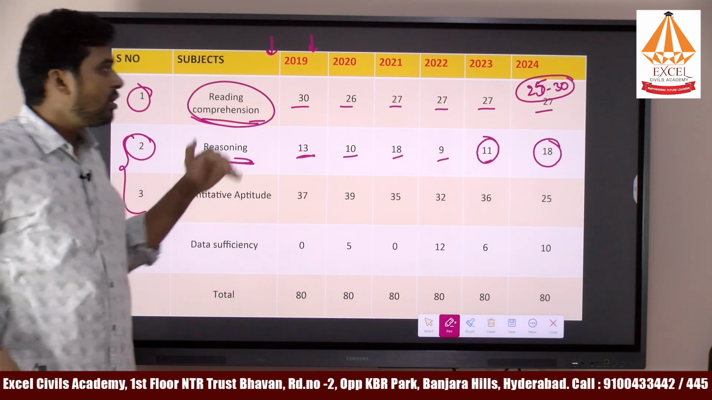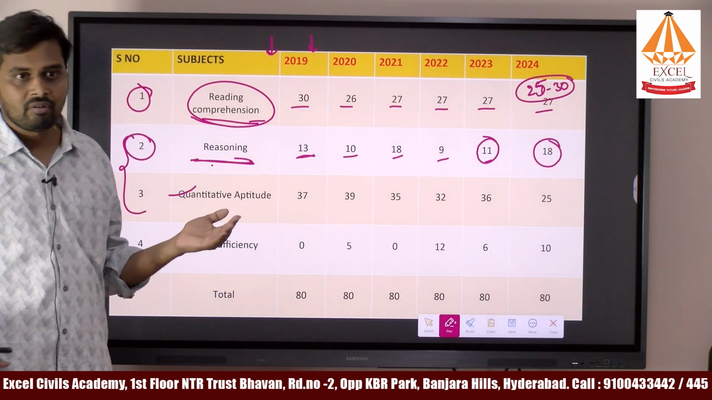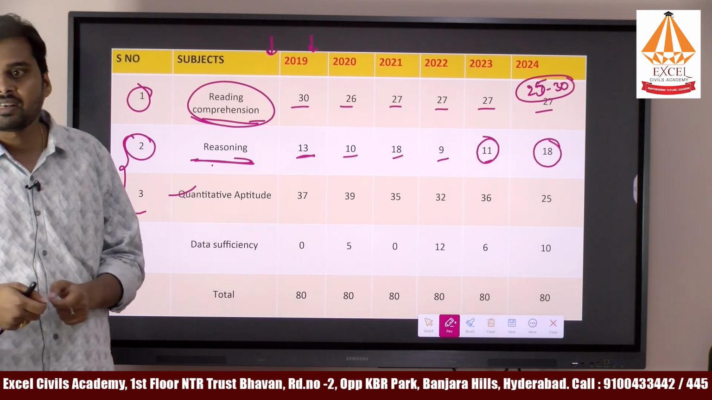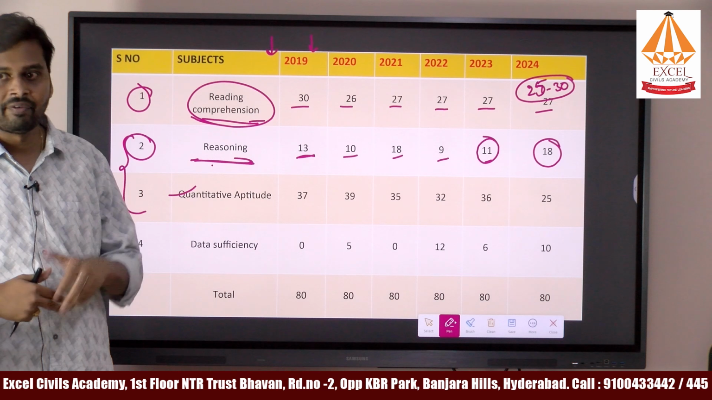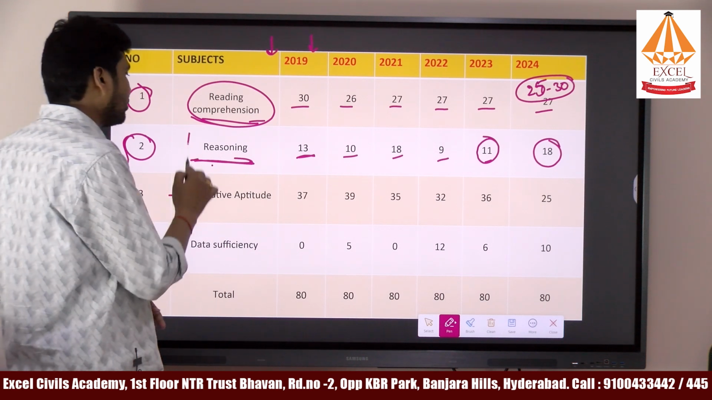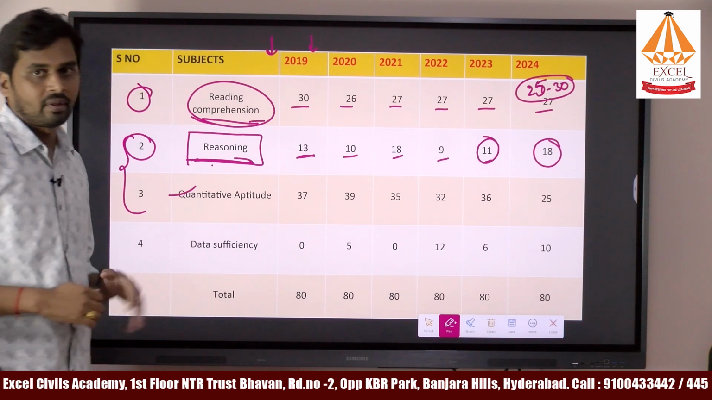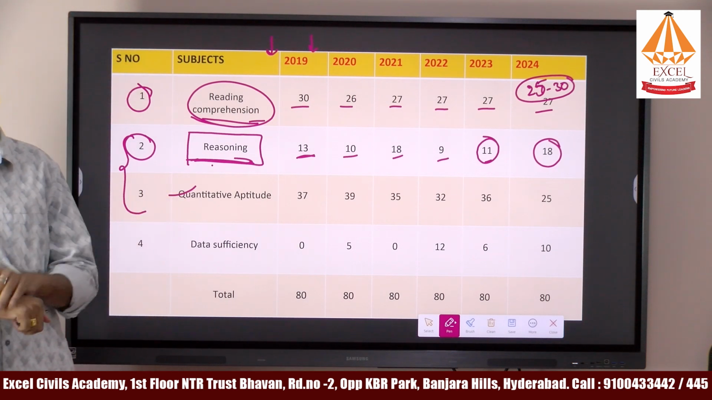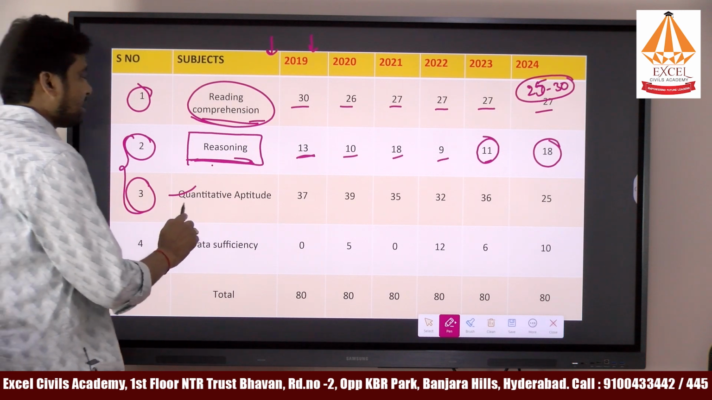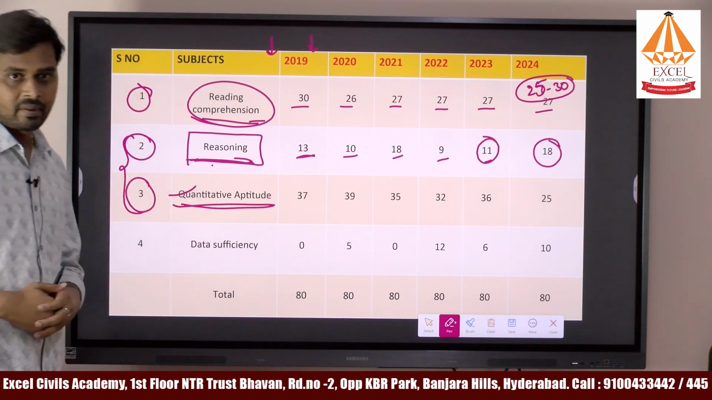And if more number of logical reasoning questions are given to you, your chance of qualifying CSAT is more. In this section, you should not leave any topic from this particular subject, logical reasoning. Okay. Next, coming to the most important section, that is quantitative aptitude.